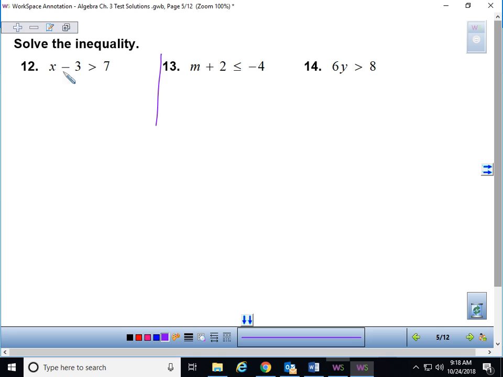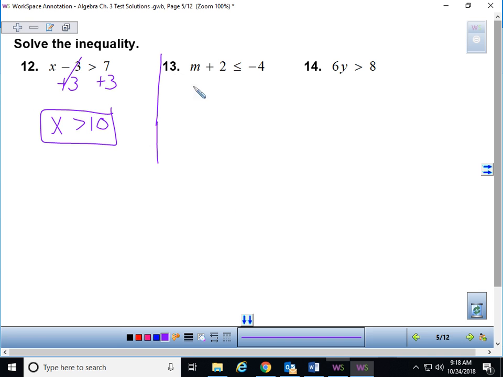So here on 12, my variable is x. To get it alone, I have to move minus 3. The opposite of subtraction is addition. So let's add 3 to both sides. This gives me x greater than 10. And that's it. There's no graphing, just solving it.